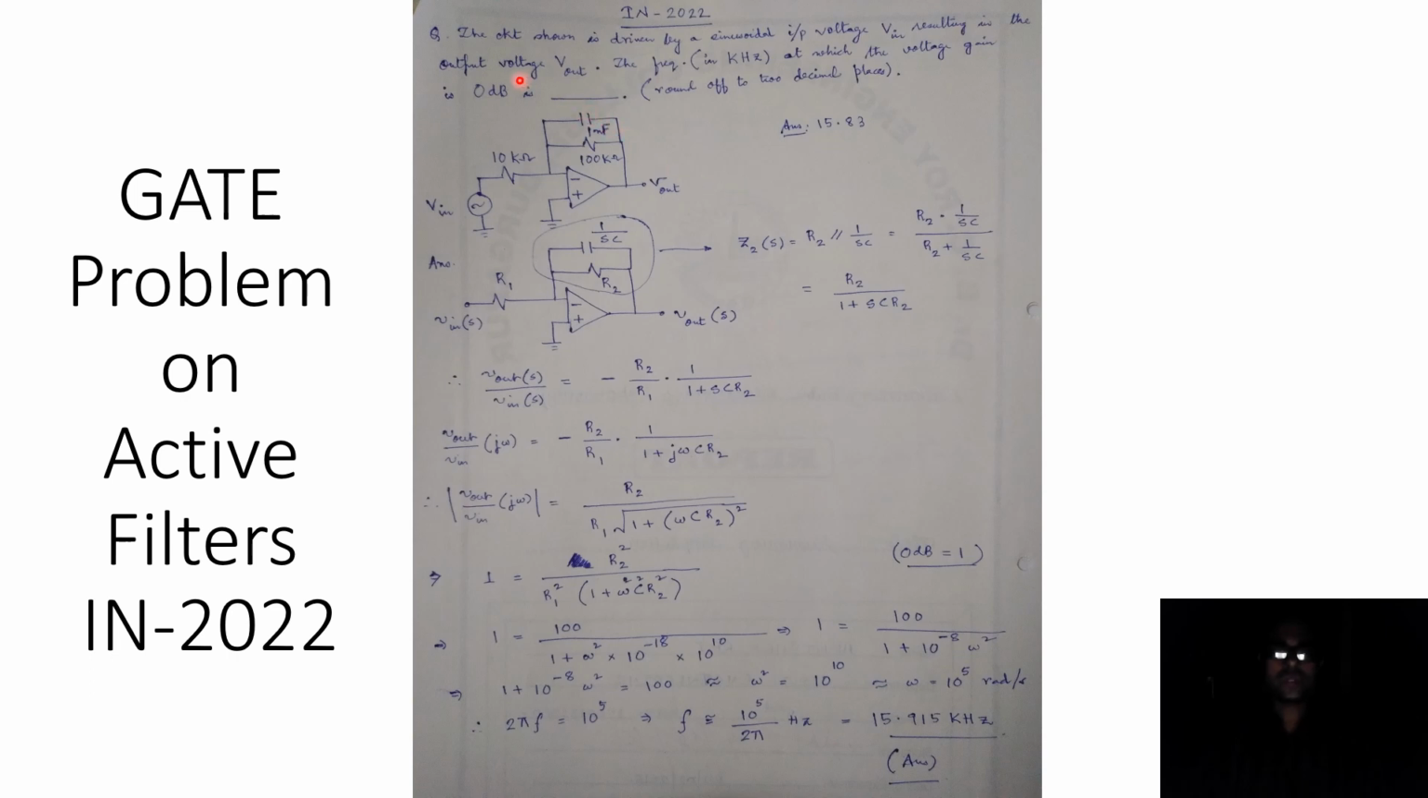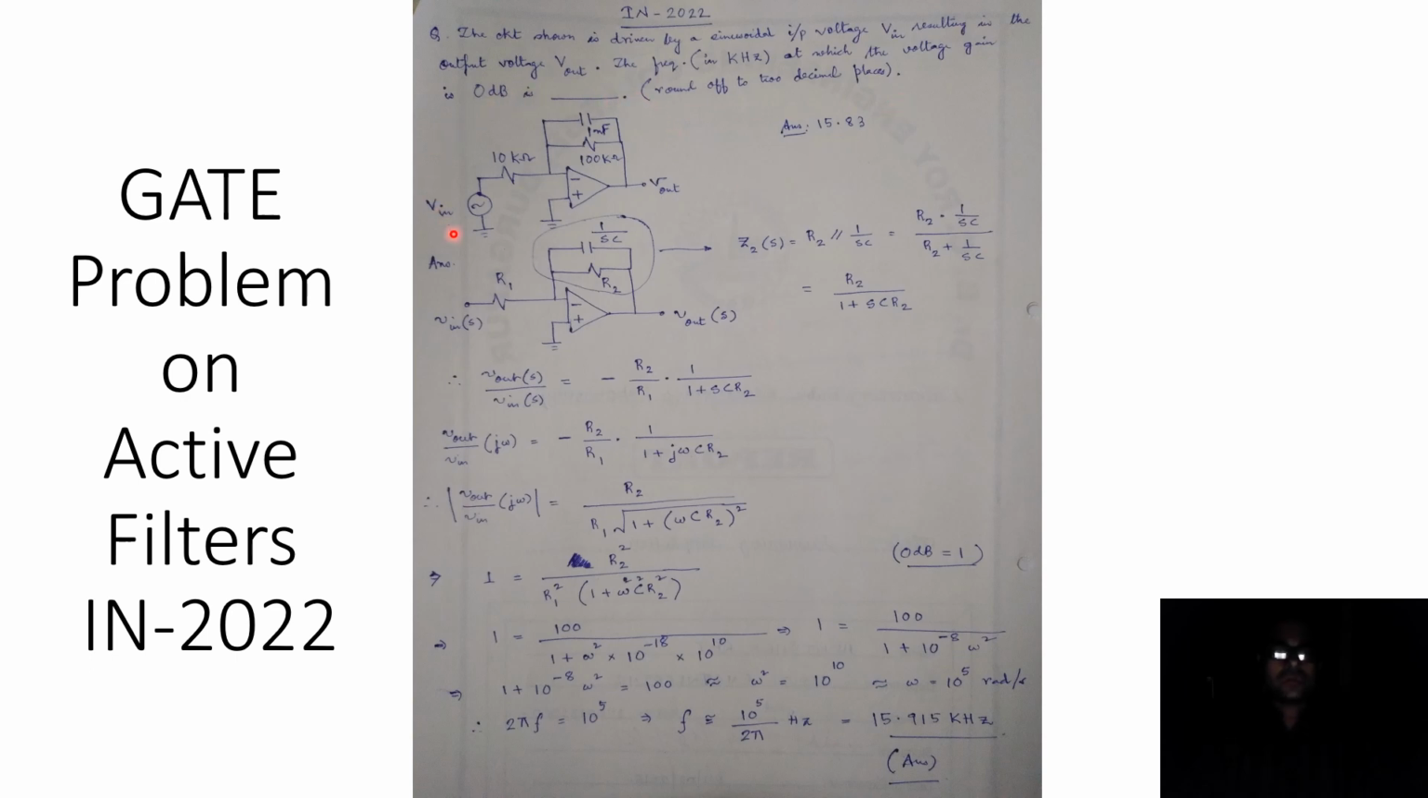The question is stated as: the circuit shown is driven by a sinusoidal input voltage V in, resulting in the output voltage V out. The frequency in kilohertz at which the voltage gain is 0 dB is dash. The answer should be rounded up to 2 decimal digits.